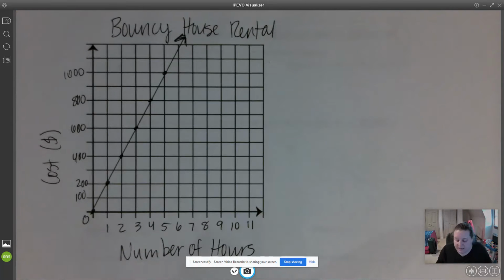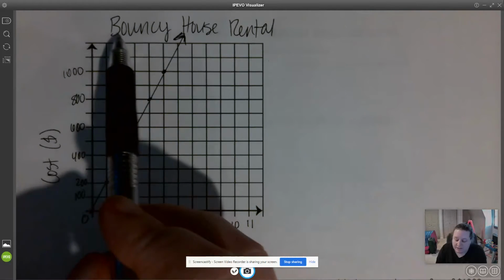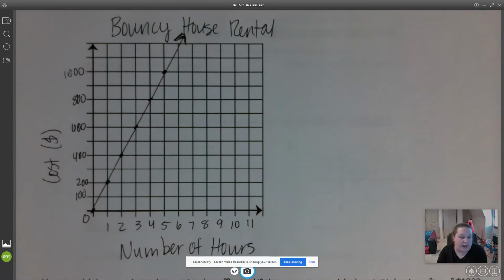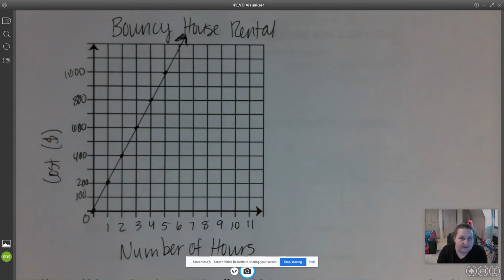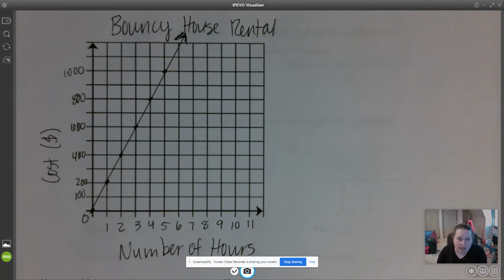So we have this example right here of a proportional relationship. Before we start talking about its equation and writing it, let's talk about what we see on this graph. So notice the title says bouncy house rental. So this graph is giving us information about how long and how much it costs to rent a bouncy house.